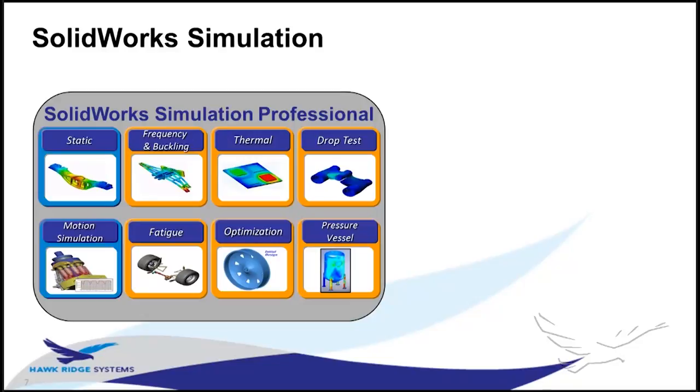Imagine if you had a bracket and you knew you wanted to make it lighter. You knew that you were going to put a hole in it, some shape. You didn't know exactly what that shape should be, how big it should be. Well, optimization can help you set some parameters, maximum stress, maximum deflection, and actually help you optimize that part really quickly. So it's a really nice tool inside SOLIDWORKS Simulation Professional.